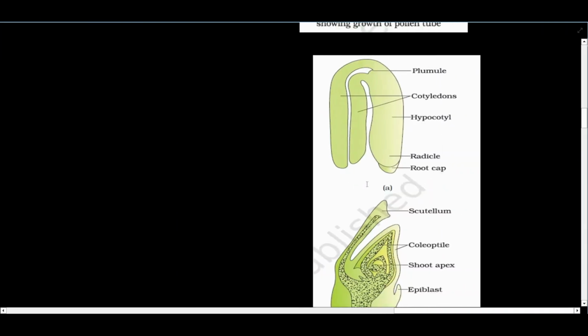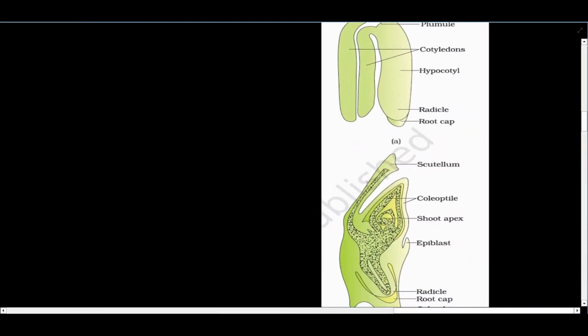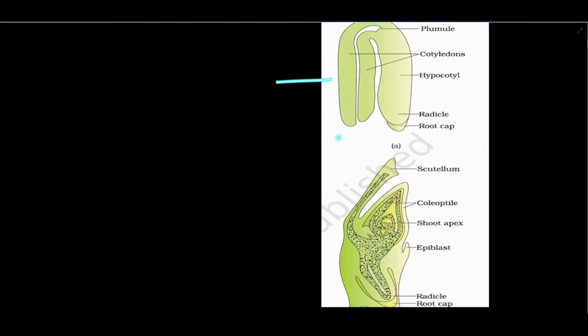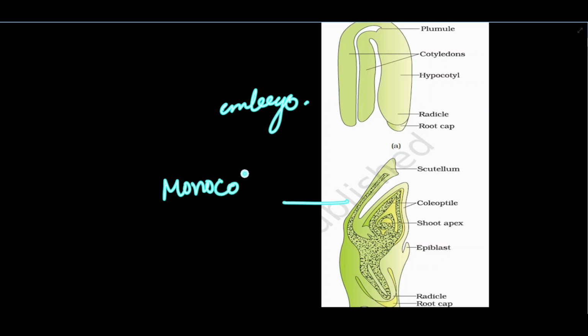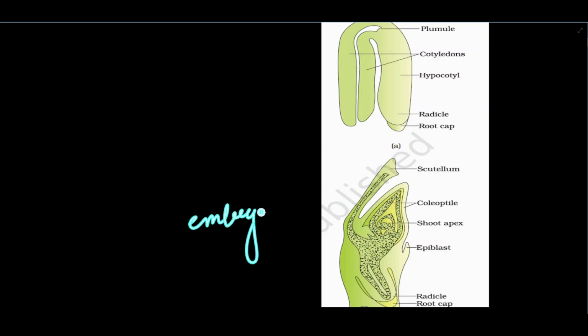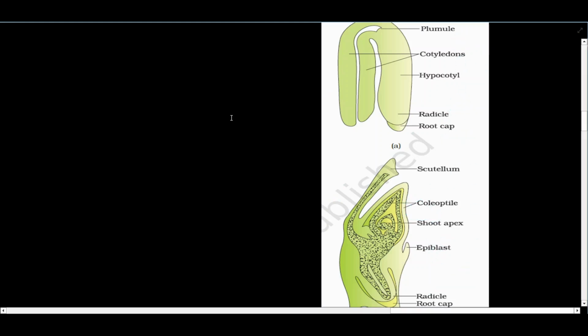The next diagrams are these two. This is the LS of dicot embryo, and this is the monocot embryo. These two diagrams are also important. For the labeling, you have the coleoptile and the coleorhiza. Each and every part is very important.